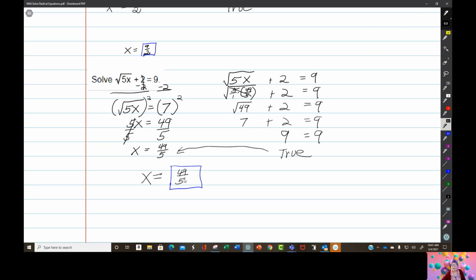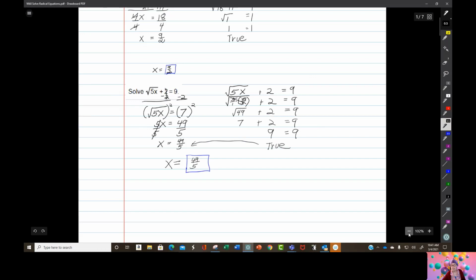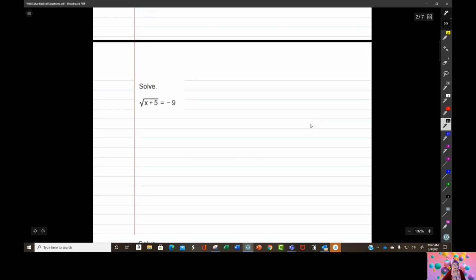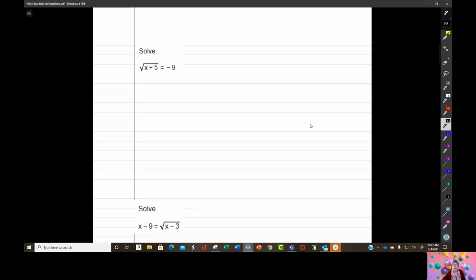Now at this point, it is probably seeming pretty stupid to you that we went to all the trouble to check the answer. But when we get to the next equation, you're going to find out that it was a really good idea. Here we have the square root of x plus 5 equals -9.